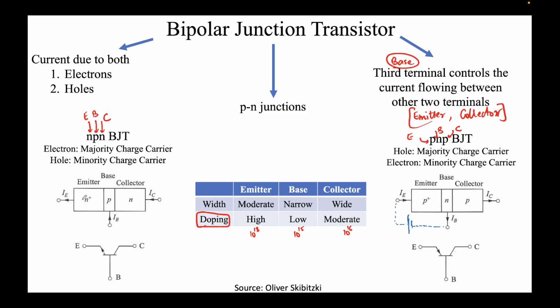Let's do the same exercise on this. I have to bias the emitter base in forward bias. This means the emitter, which is the N terminal, will be connected to the negative terminal of the battery, and this is a forward bias now. So how will the current flow? Current will flow something like this, right? The current will be coming out of the emitter and entering into the negative terminal of the battery.